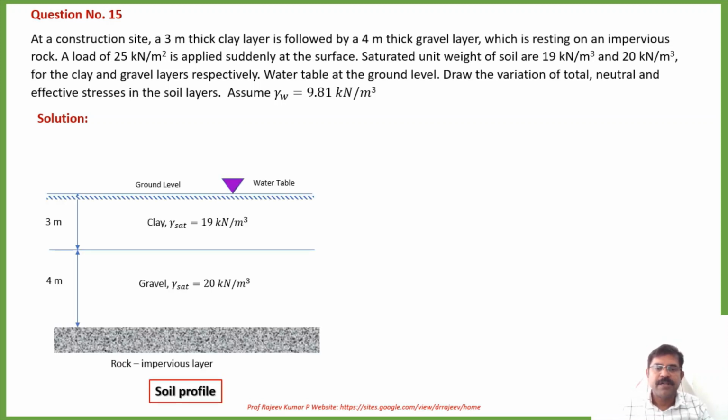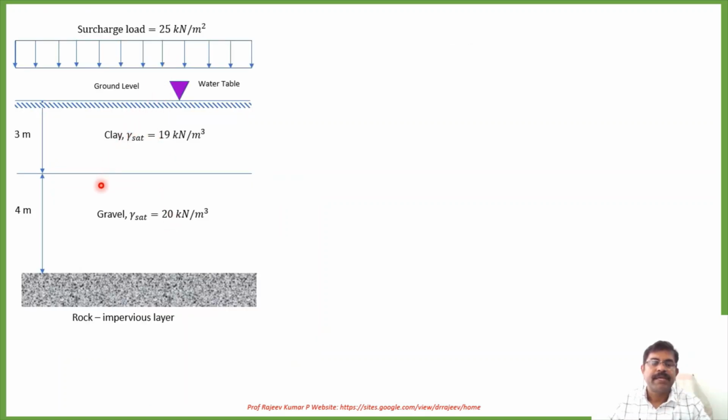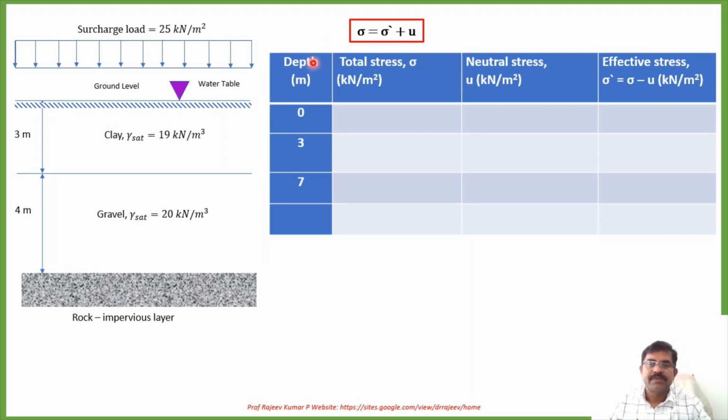So first of all, we have to see that the given details are shown in the diagram. You have to make a schematic of the soil profile in this type of numericals. Then only it will be easy to solve this kind of numerical problems. Sigma is nothing but sum of effective stress and neutral stress. So a tabular form of this kind is to be made with respect to depth, how much may be the total stress, how much is neutral stress and how much is effective stress, which can be written over here.